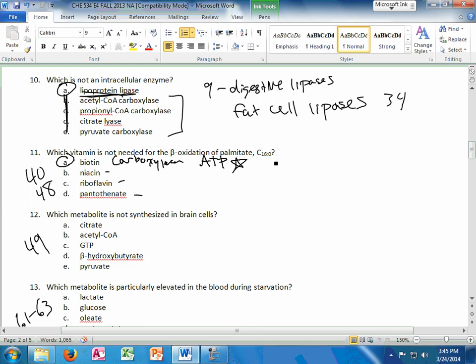So odd chain fatty acids require that carboxylase, and the epimerase and the mutase. I'm pretty sure it's on one of these two slides here.